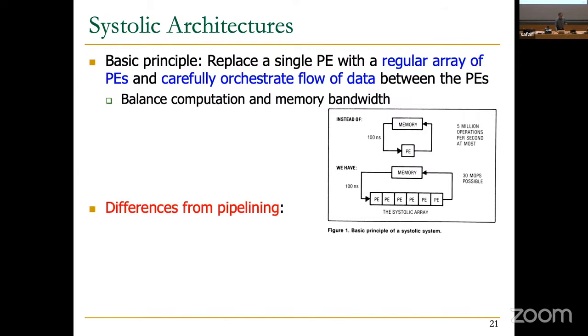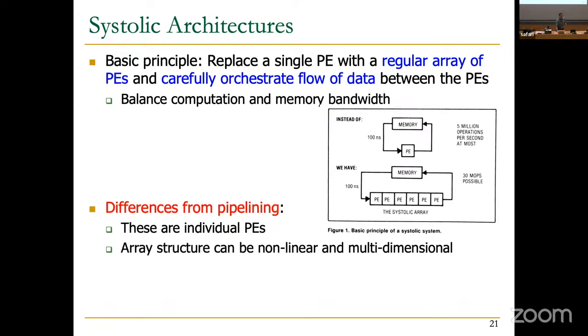Okay, so differences from pipelining. You may think, oh, okay, this looks like pipelining. And yes, at a high level, it's pipelining, but it's a different type of pipelining, if you will. The pipelining we have seen pipelined parts of the instruction process. These are complete processing elements. As we will see, they can be very specialized for a function. They're not really executing part of an instruction.